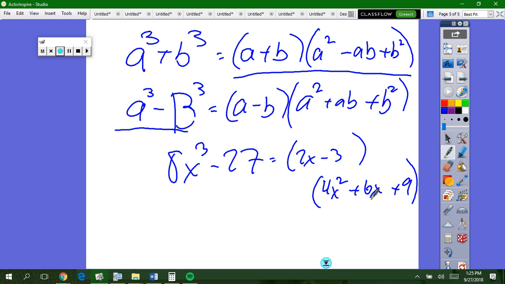How do you know? Well, okay. Notice this is something perfectly cubed. It's a cube. 8 is a number that is perfectly cubed. 2 cubed is 8. X cubed is a number perfectly cubed. X raised to the third power, right? 27 is something perfectly cubed. 3 cubed is 27. So that's kind of like saying this: 2x cubed minus 3 cubed. So who's my A? 2x. Who's my B? 3. You with me on that?